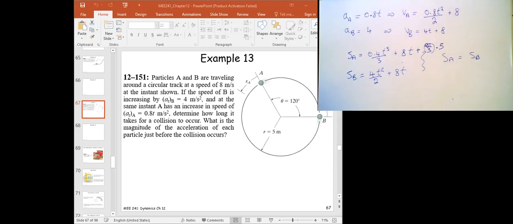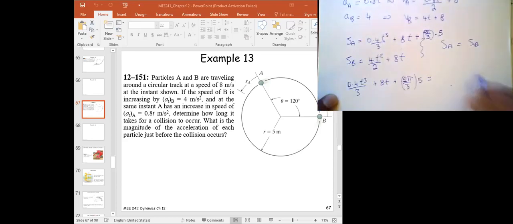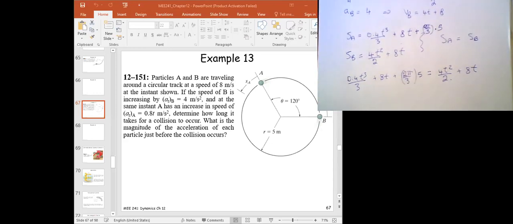Yep. So now I'm going to set SA equal to SB, and now I can say 0.4 t cubed over 3 plus 80 plus 2 pi over 3 times 5 is equal to 4 t squared over 2 plus 80. All right, so you mean here that it has an initial position.